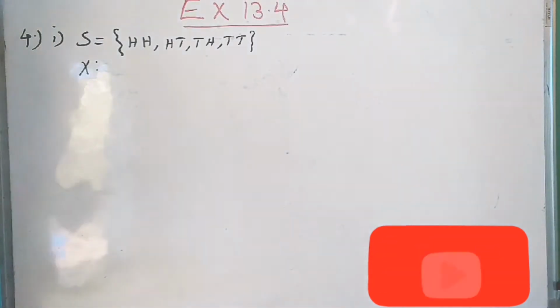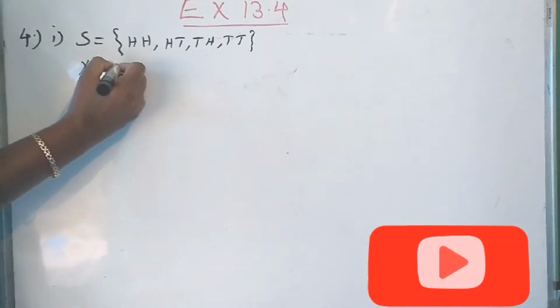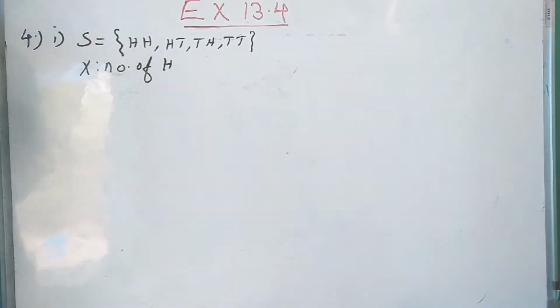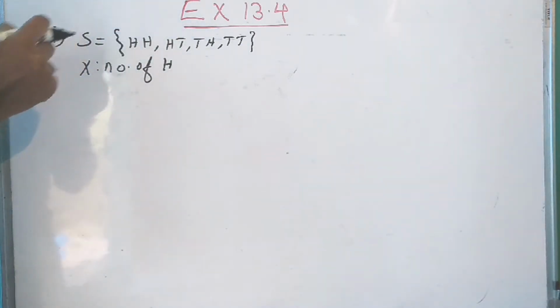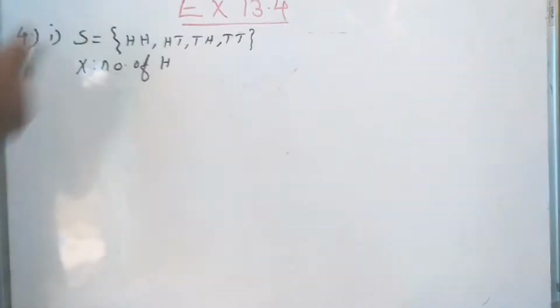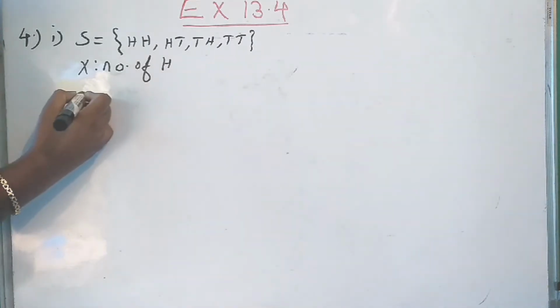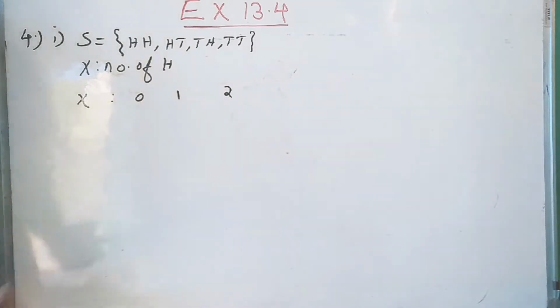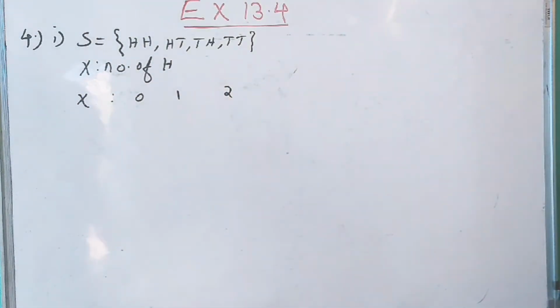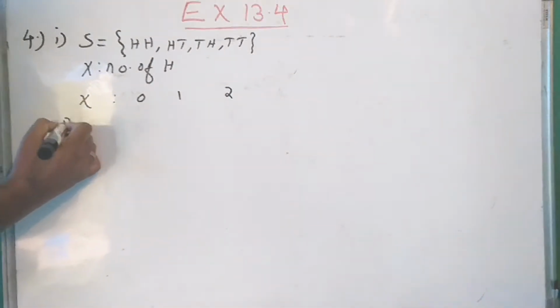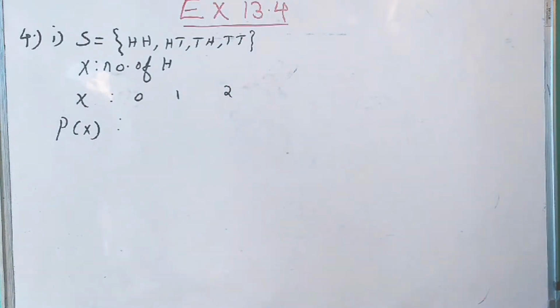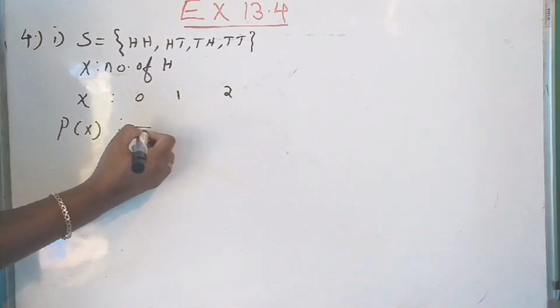Okay. Now X is the number of heads. That is our X in the first case. The first outcome has 2 heads, the second outcome 1 head, the third outcome 1 head, and the fourth outcome 0 heads. That means the possible values of X are 0, 1 and 2. Now we need to write P of X because we need to find the probability distribution. The total number of outcomes is 4.